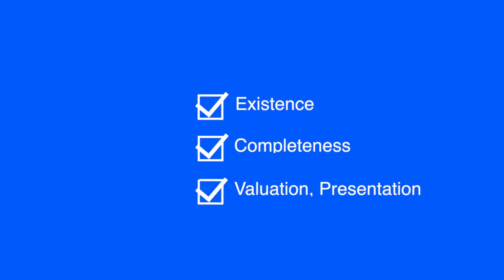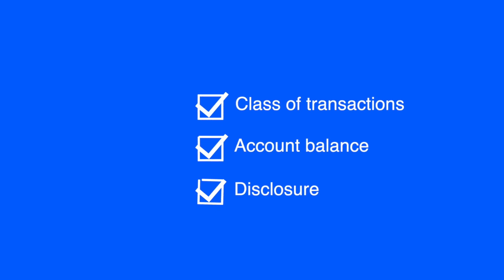Then we start thinking about assertions. So, some of the common assertions we think about are existence, completeness, valuation, presentation, rights and obligations. So we're thinking about that laundry list of potential assertions as they relate to a class of transactions or an account balance or a disclosure.